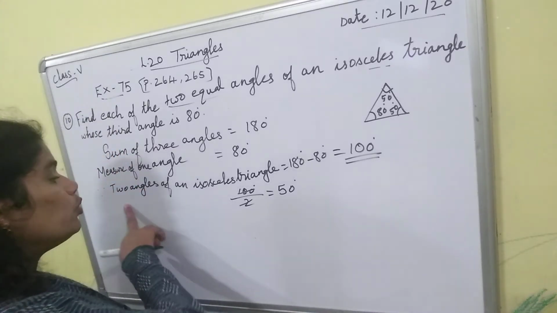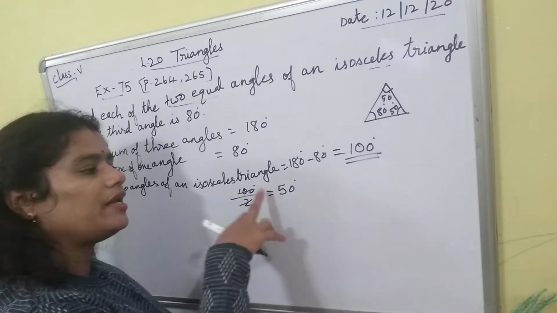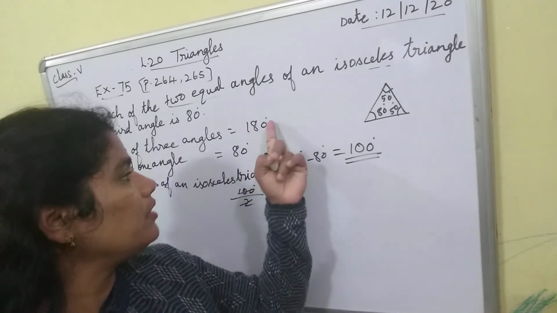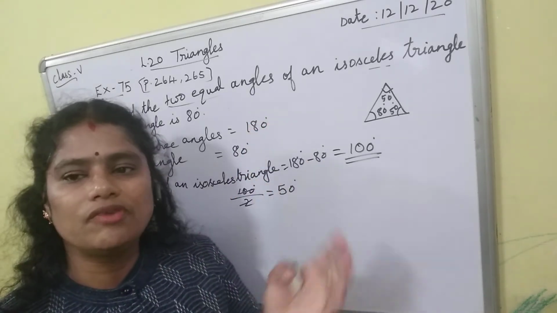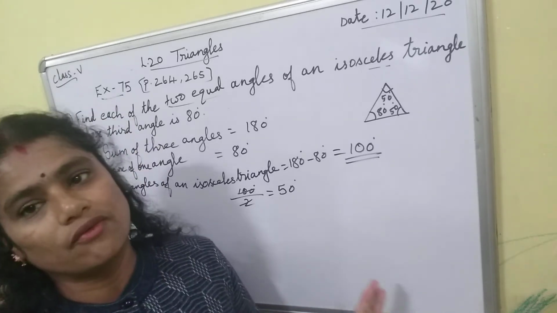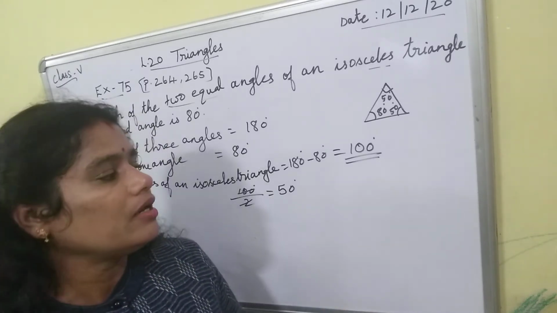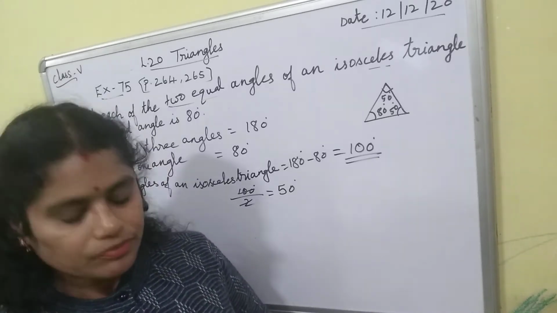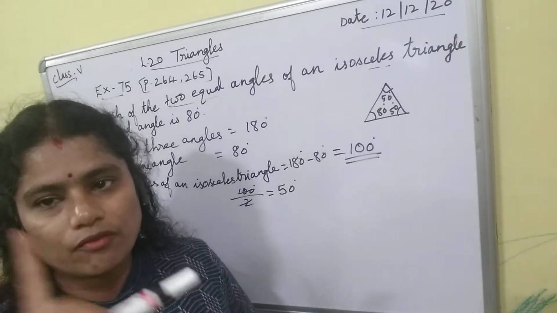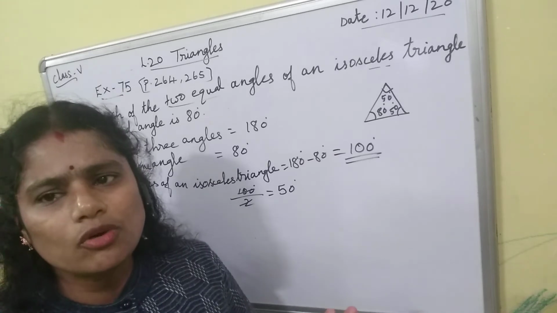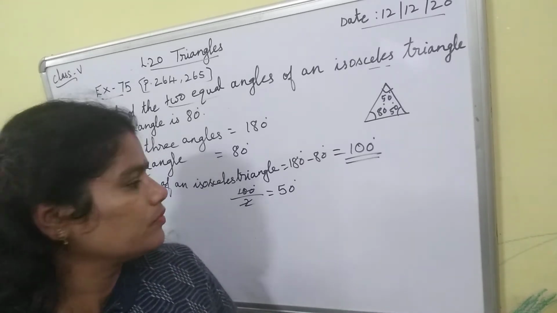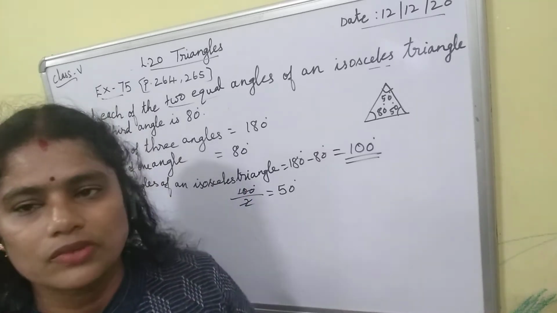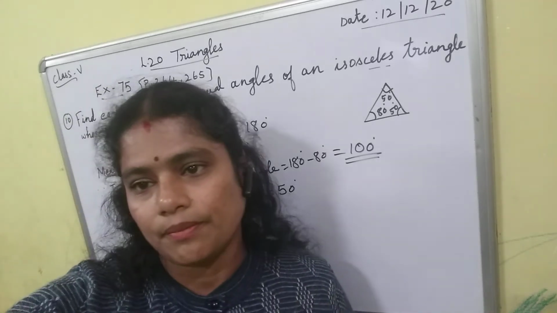Here, the two angles of an isosceles triangle: we have to find out that 100. If we do 180 minus 80, we will get the two equal angles of an isosceles triangle. Then from that we have to find one angle. It should be equal, no? So we have to divide it by 2. So 100 we got, then divided by 2, it is 50 degrees. Is it clear?